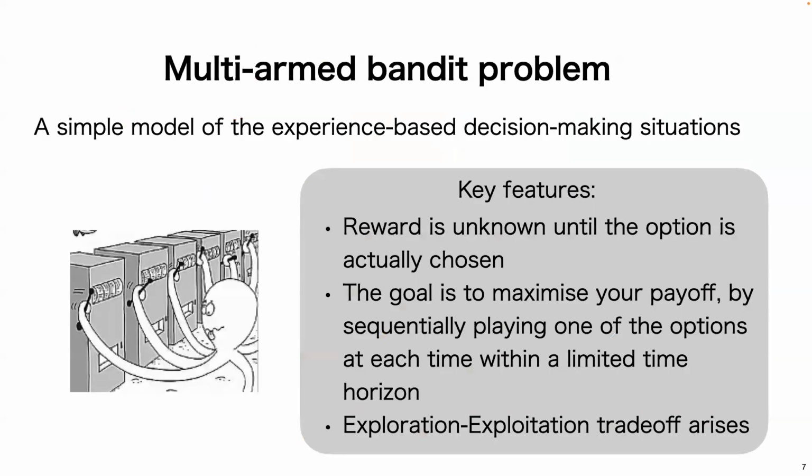So the bandit task in a nutshell: the key feature is that the reward from the option or behavior is unknown until you actually choose that behavior. You have to actually commit to the action to get some information. Because of that, even if you want to maximize your overall reward, you have to think about whether it is worth choosing this option right now, or whether it is worth exploring this unknown option. So this balance is key.